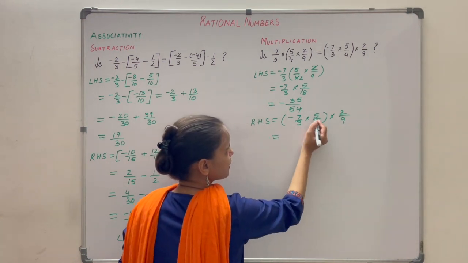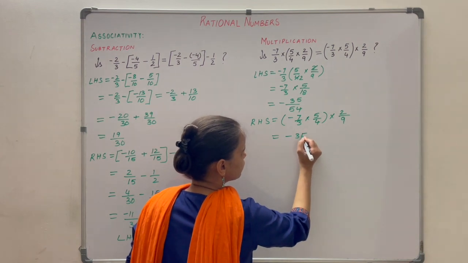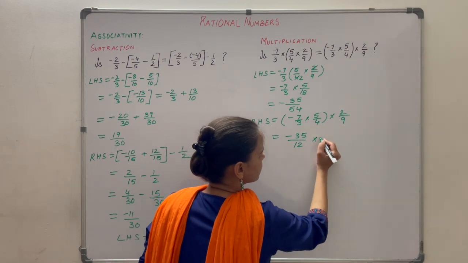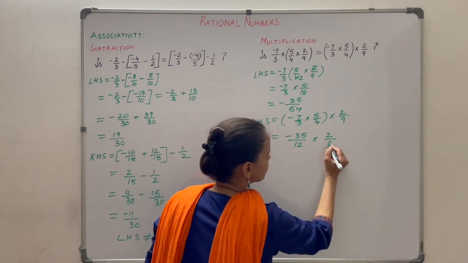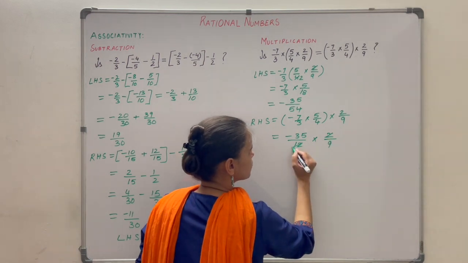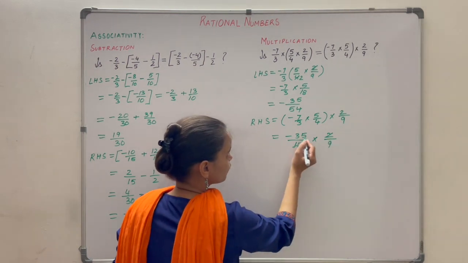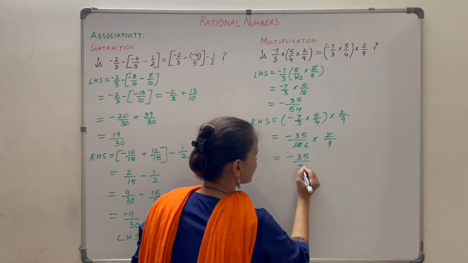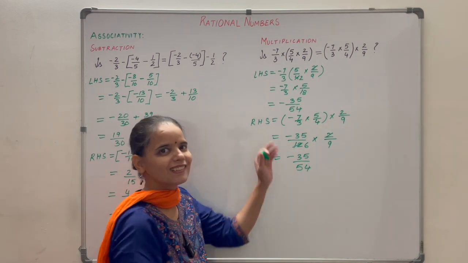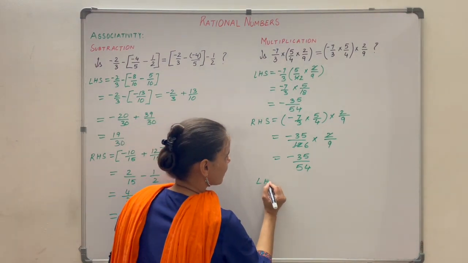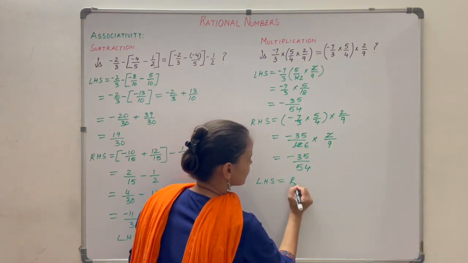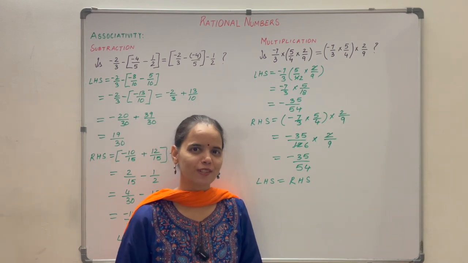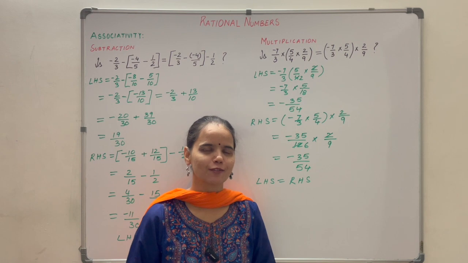So here you have to multiply 7 into 5. So what do you get? 35, and this minus into plus is minus. 3 into 4 is 12 in the denominator. Then 2 upon 9. You can cancel 2 and 12. You will get here 6. So what here you get in the numerator? Here you get minus 35. And 9 into 6, you got 54. So you can clearly see here that left hand side is equal to right hand side. Take some more rational numbers and check yourself, and you will observe that multiplication is associative for rational numbers.